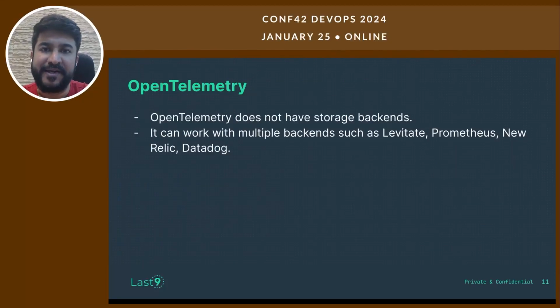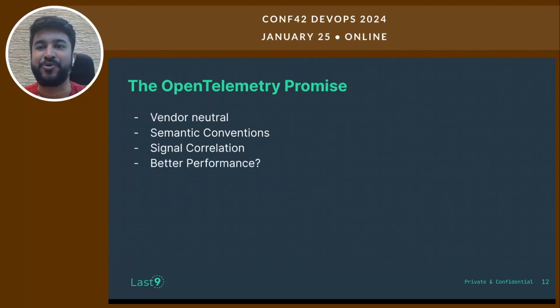So OpenTelemetry, as we said, does not have any storage backends. Prometheus is a good fit for storing your OTel metrics. It also supports storing them, with certain gotchas that we will discuss. There are other commercial backends as well, like Levitate, New Relic, Datadog, where you can send your OTel metrics as well.